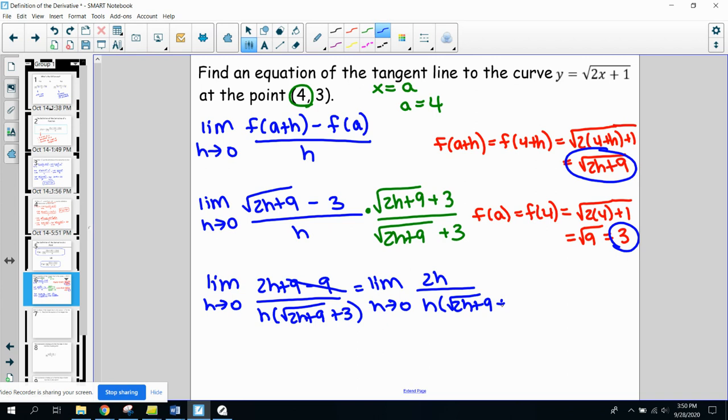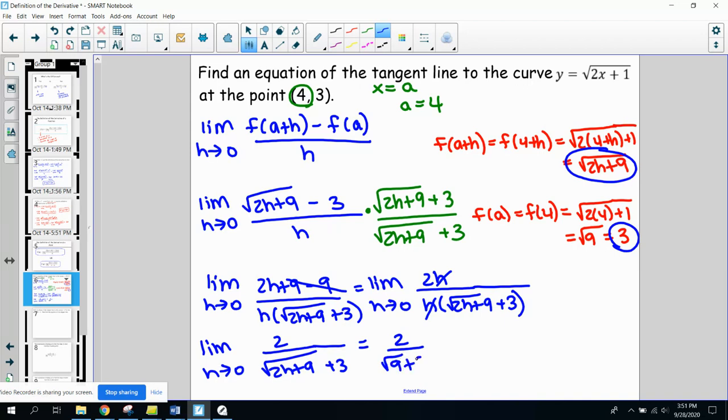And then I can factor out my h from the top and the bottom. So I end up with the limit as h approaches 0 of 2 over the square root of 2h plus 9 plus 3. If I plug in 0 now, I end up with 2 over the square root of 9 plus 3. So this gives me 2/6, which is 1/3.